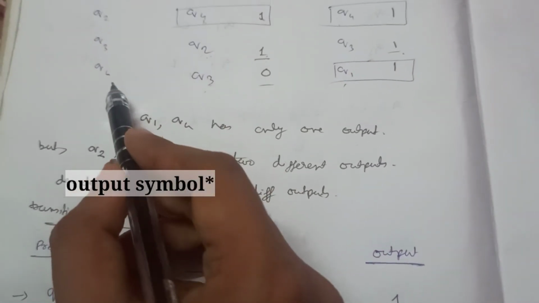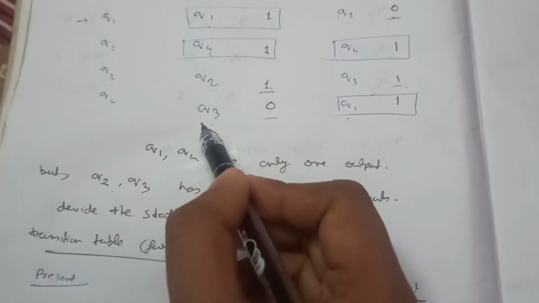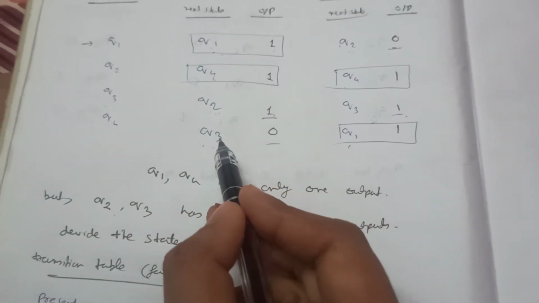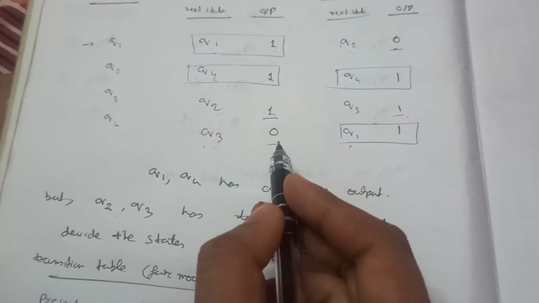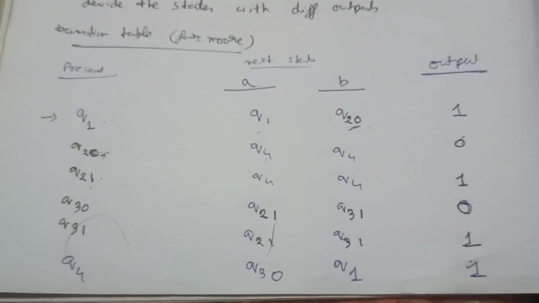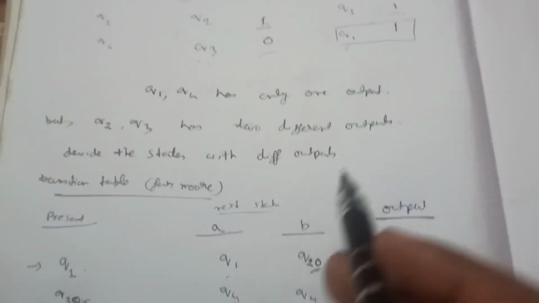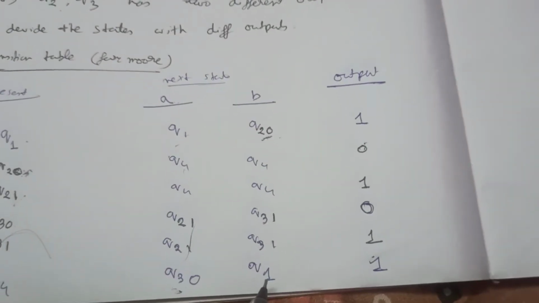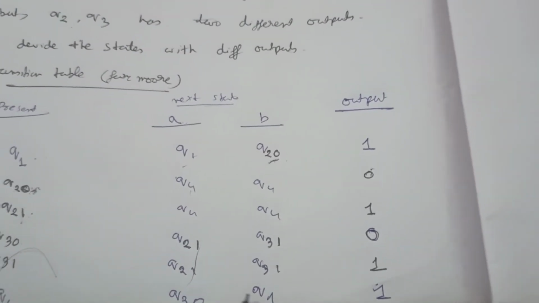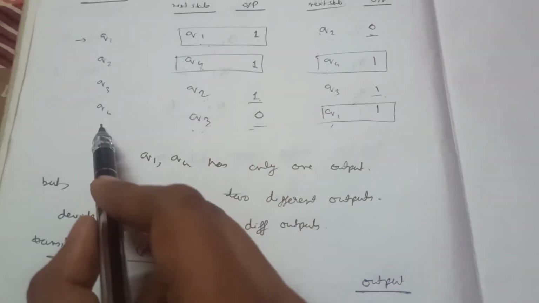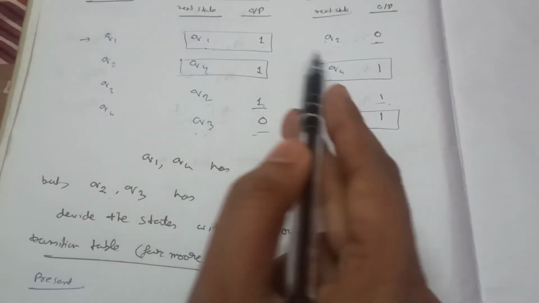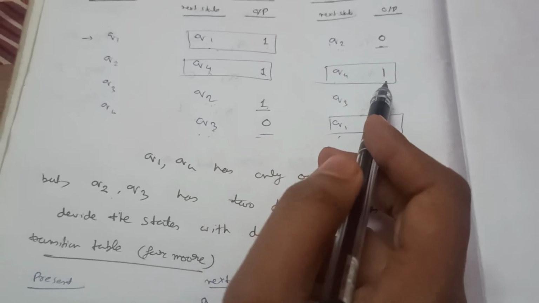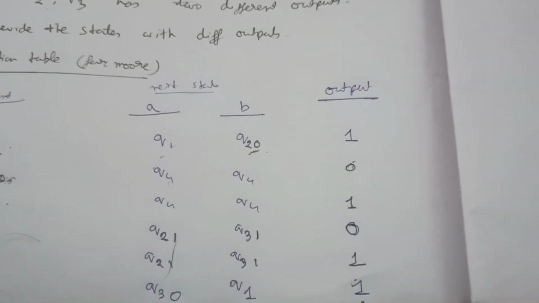And what about q4? So q4 goes to q3 for input symbol a. Which q3? The q3 which generates output 0, so it will go to q3 0 for input symbol a. And for input symbol b, it will go to q1 with output 1. I have already seen that for q4 both the outputs are 1, so for q4 the output will be 1.